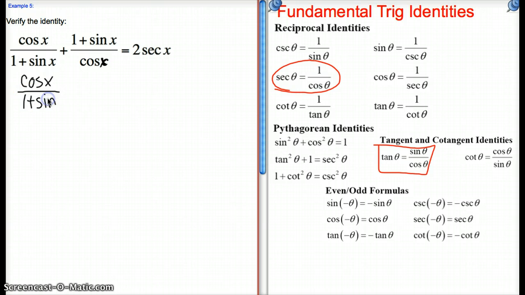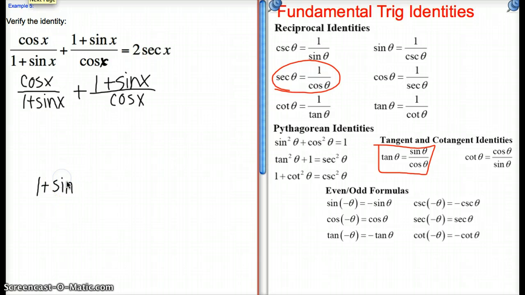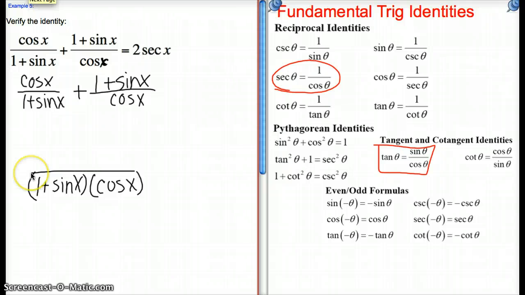And we're going to use one of the suggestions that was mentioned in the former video, in the first video for this section. And that recommendation was when you have two fractions, let's add them together by getting a like denominator. I realize that my like denominator is going to be the product of the two denominators that I already have. So my resulting denominator is going to be the following: 1 plus sine of x times cosine of x. So I need to figure out how to turn each of these fractions into this denominator so that I can add the two fractions together.